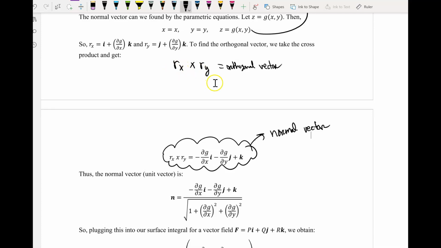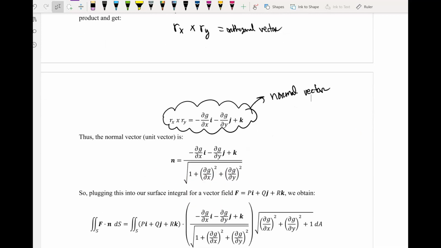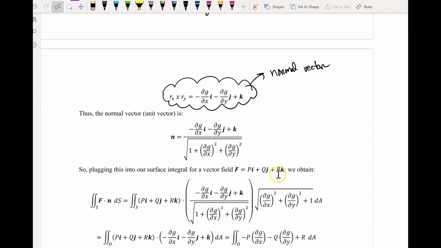One way to do it is just plug in a number to make sure that it's pointing either inside or outside. So this is going to be our vector. We want the unit normal vector, so we're going to take this vector and divide it by its magnitude, which is another horrific thing. And now we're going to plug it into our integral.